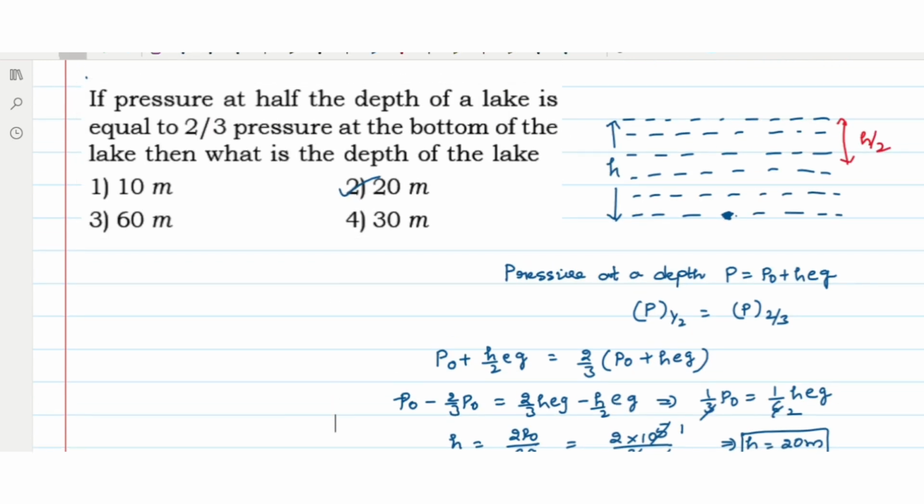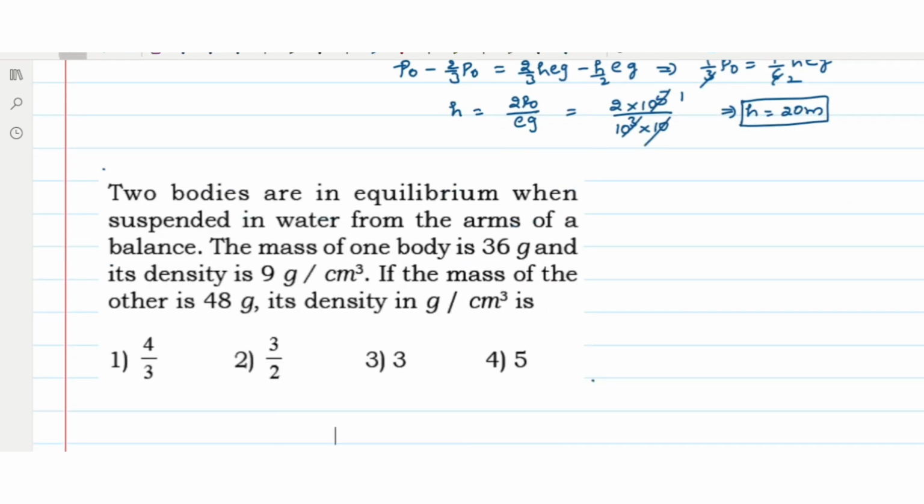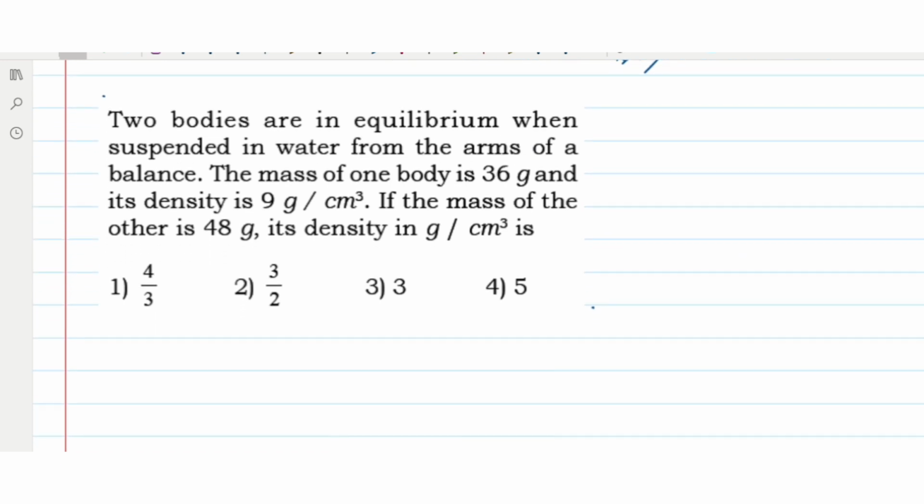Now we can see the next question. Two bodies are in equilibrium when suspended in water from the arms of a balance. The mass of one body is 36 grams and its density is 9 gram per cc. If the mass of the other is 48 grams, what is its density in gram per cc?